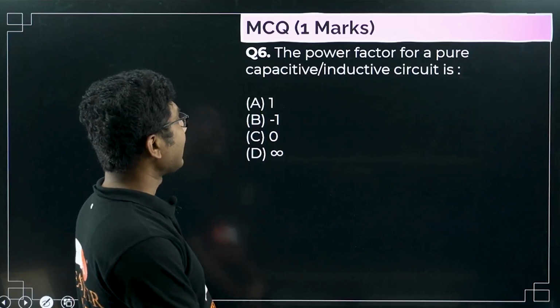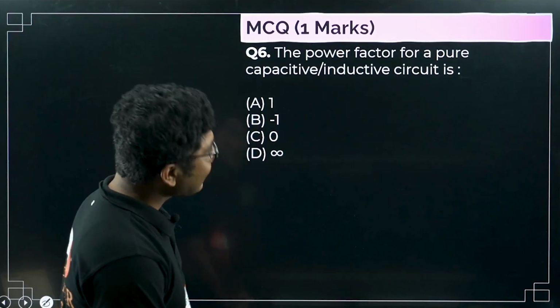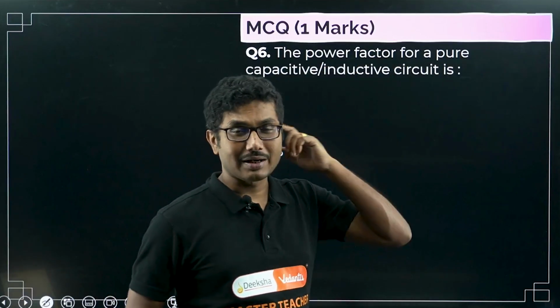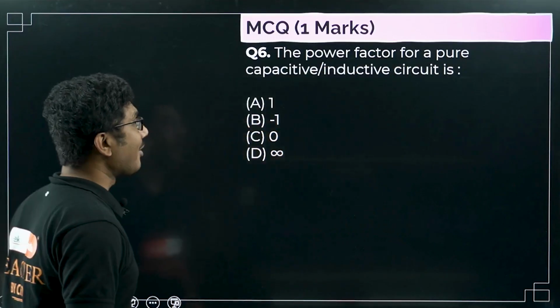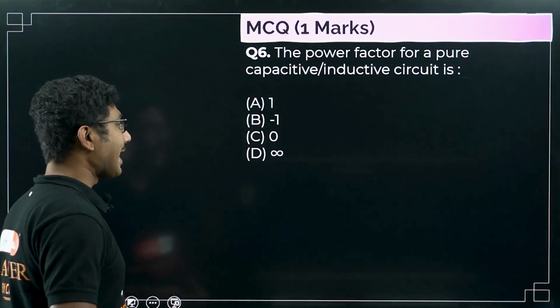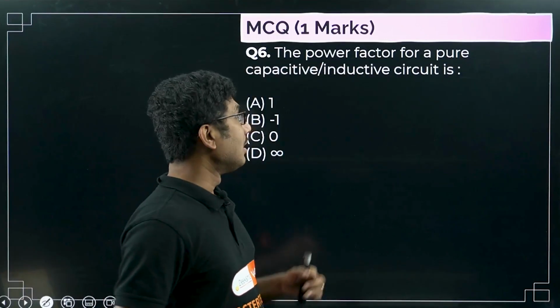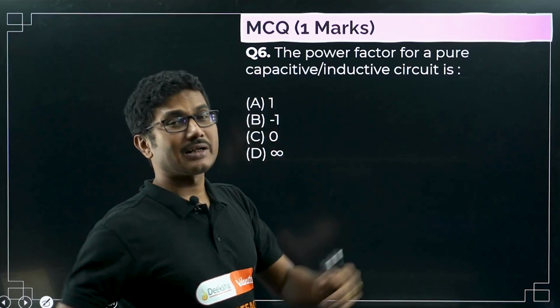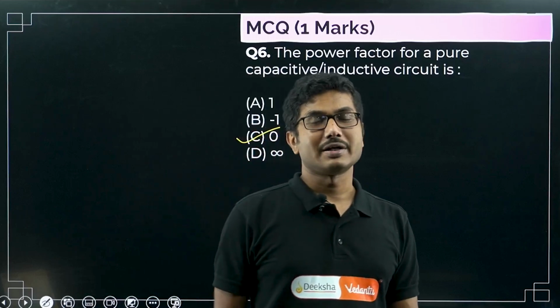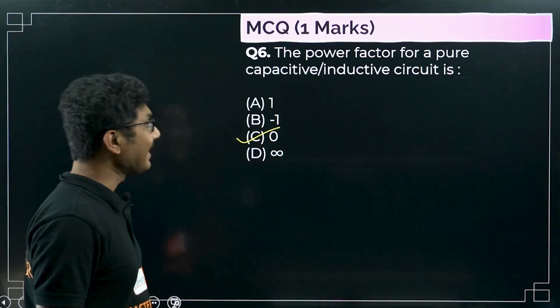The power factor for a pure capacitive or inductive circuit. This is a question where they can ask you the power factor for a pure inductive circuit or the power factor for a pure capacitive circuit. Power factor and power for capacitive and inductive, both cases are 0. There is no power consumed, so the power factor is 0 for both cases.